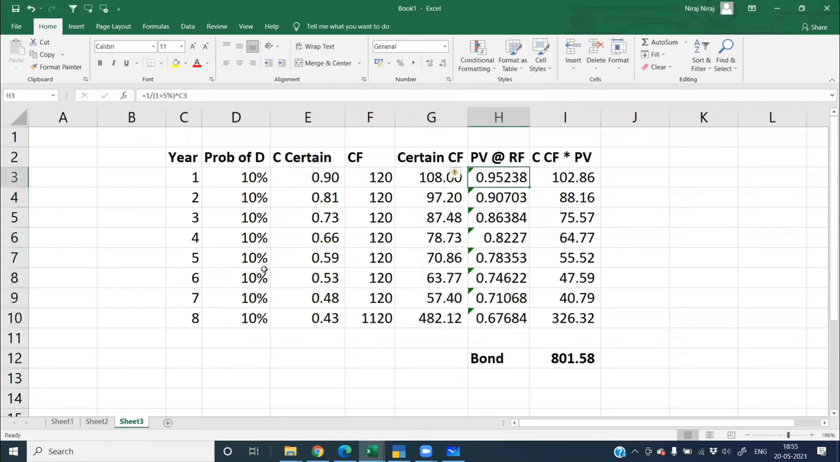Okay. Then I'm calculating present value at the risk-free rate of return. Why? Because we already discussed if something is certain, we are confident of getting that, then we can easily discount it by the RF. So that will be 1 divided by 1 plus 5% raised to the power of the year. And then I'm multiplying my certain cash flows into risk-free. So I'm getting my value of the bond as summation of this at 810.